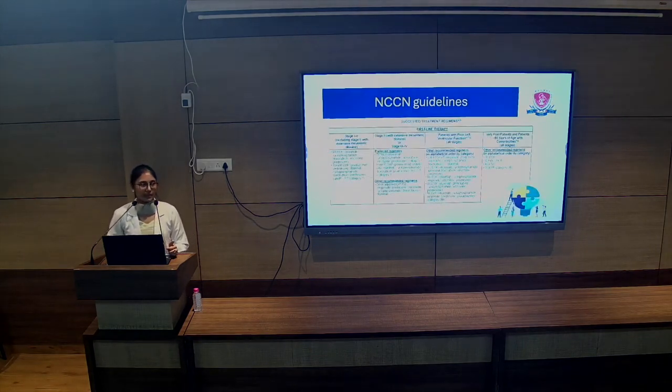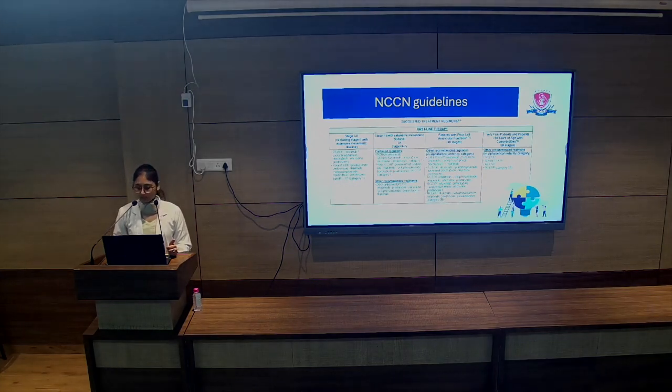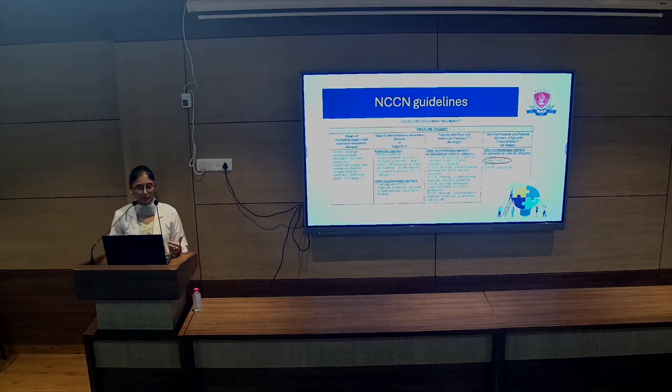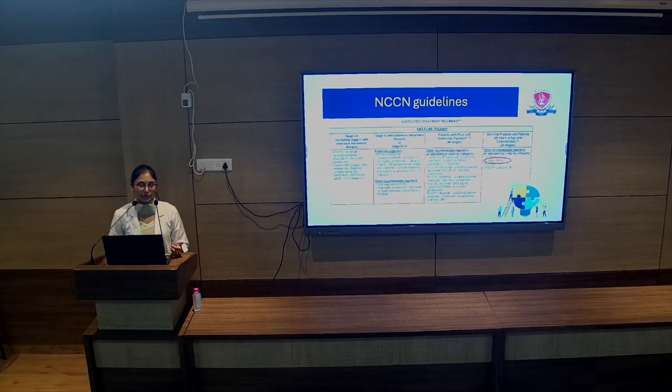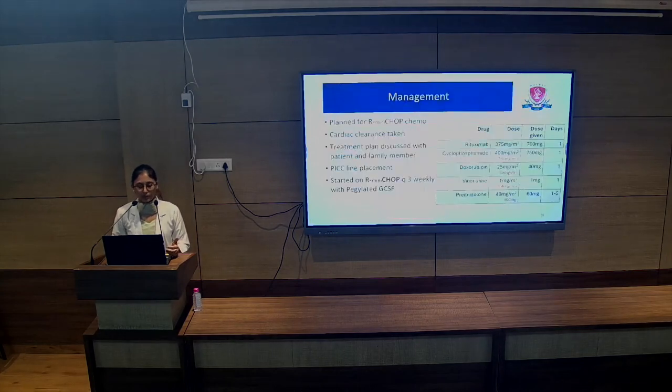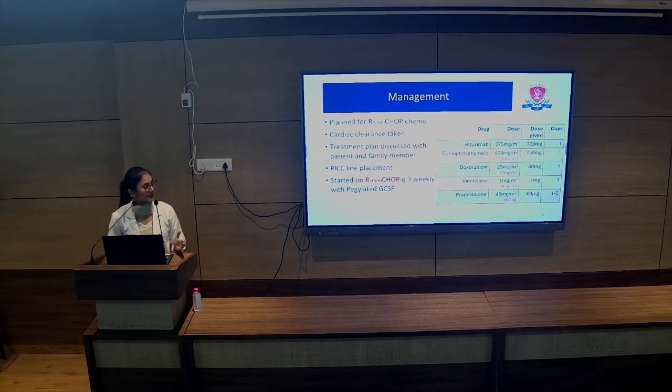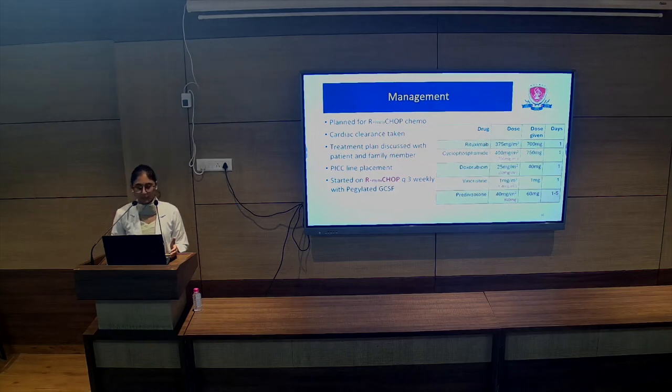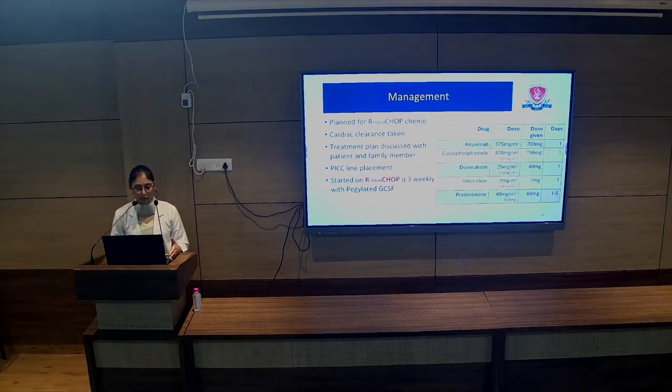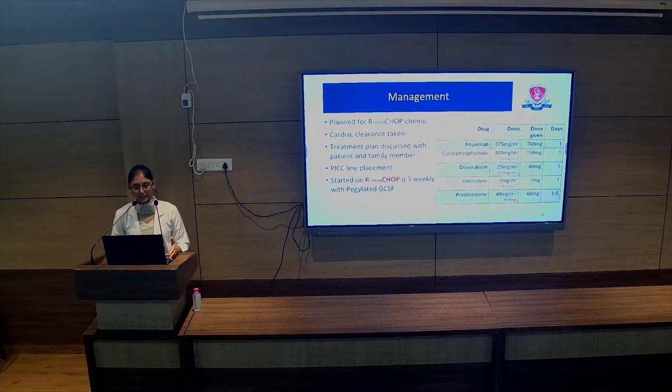Also, the patient has been treated according to NCCN guideline. In the NCCN guideline, it also suggests that in elderly patients we can use R-mini CHOP. And what is R-mini CHOP? It is composed of rituximab, cyclophosphamide, doxorubicin, vincristine, prednisolone with reduced doses than standard. As we can see in this table, it has at most a 50% reduced dose. So after the cardiac clearance and PICC line placement, she was started on R-mini CHOP 3 weekly with prophylactic PEG GCSF.